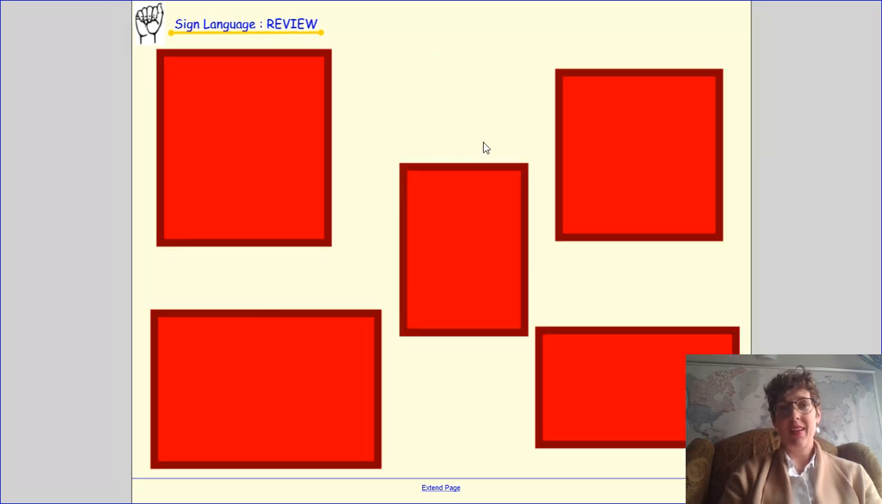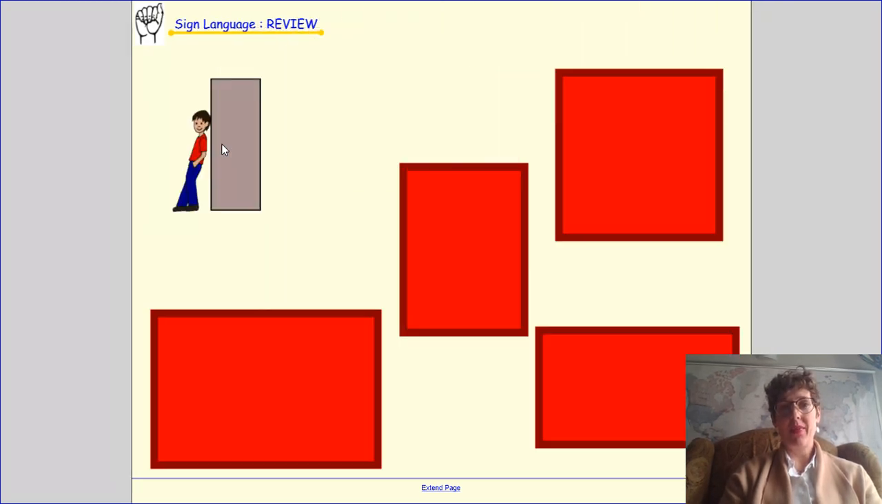Nice job. How about this one over here? Oh, that's like next to. There's a different word for it, though. Do you remember what it is? He is standing beside. Beside. The sign is the same as next to. Beside.